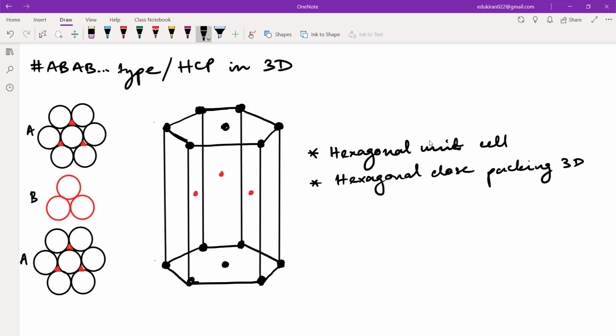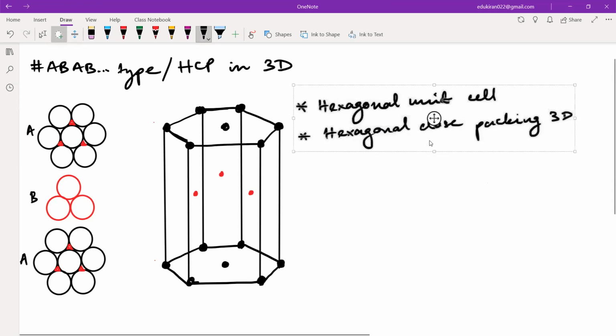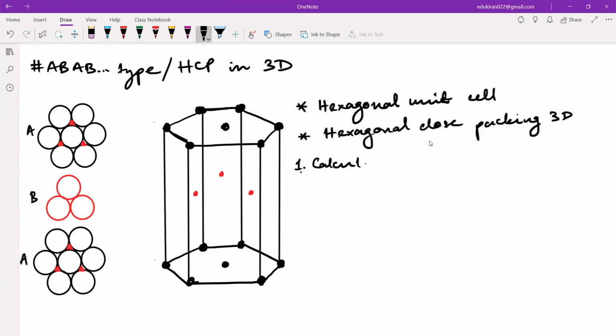Now, the first thing that we are going to calculate is the Z, the number of atoms. So the first thing is calculation of Z. Z is the number of atoms. In calculation of Z, we have to look at first of all how many types of atoms are there with respect to the position.